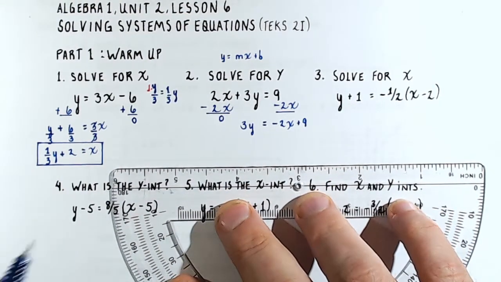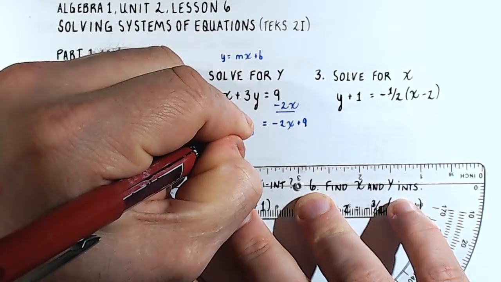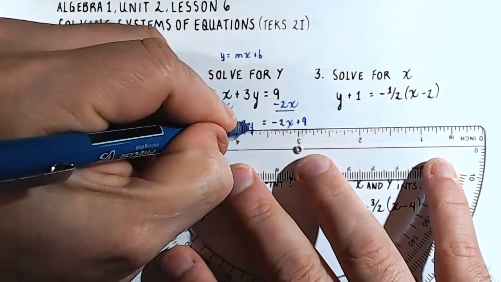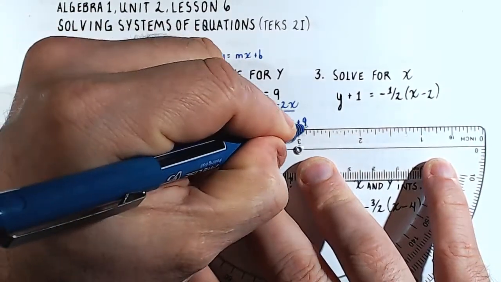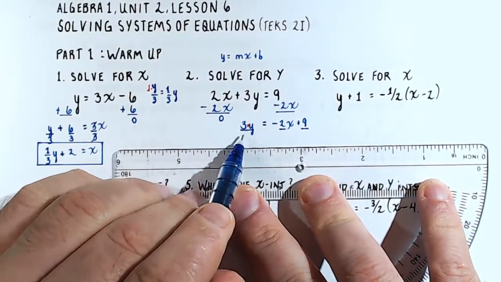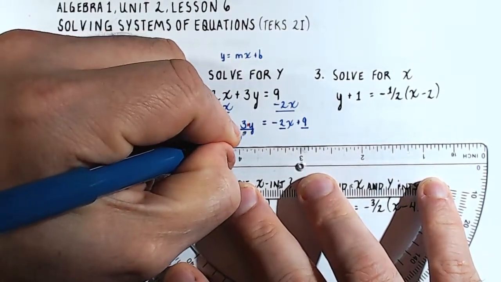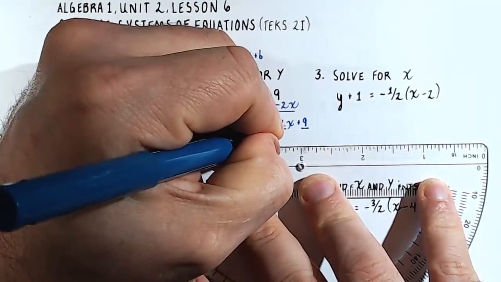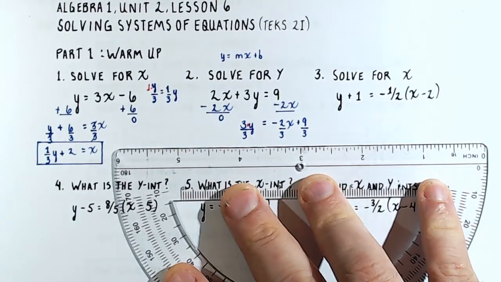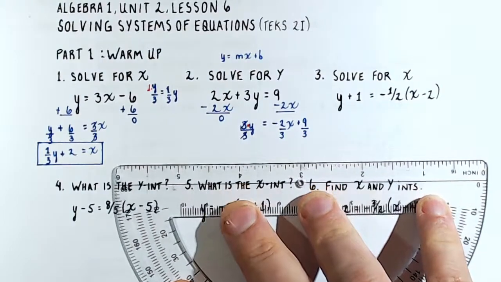Now I need to get rid of this 3. Right now, the 3 is being multiplied by y. So to get rid of it, I'll divide each of the terms in my equation by the y coefficient. Remember, this number in front of the y is called the coefficient. So I'll divide by 3 for each term. That allows me to cancel the 3's in front of the y.